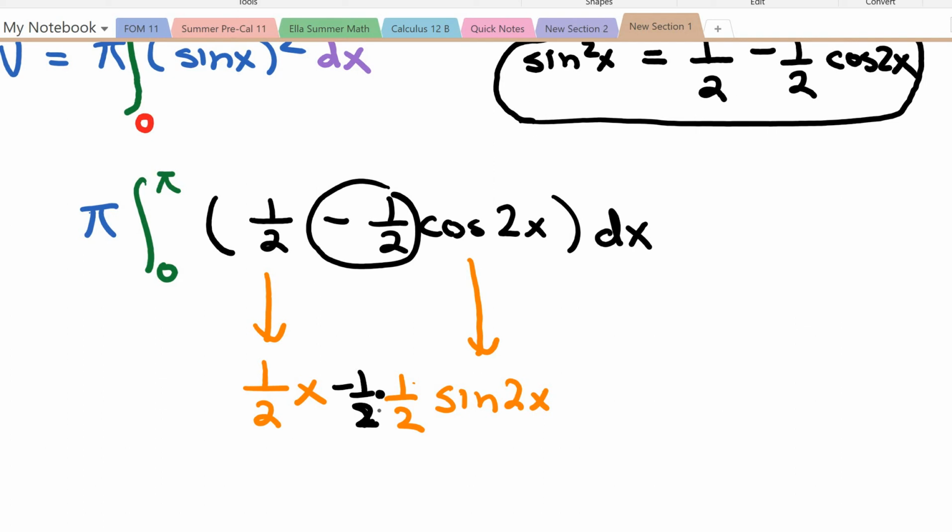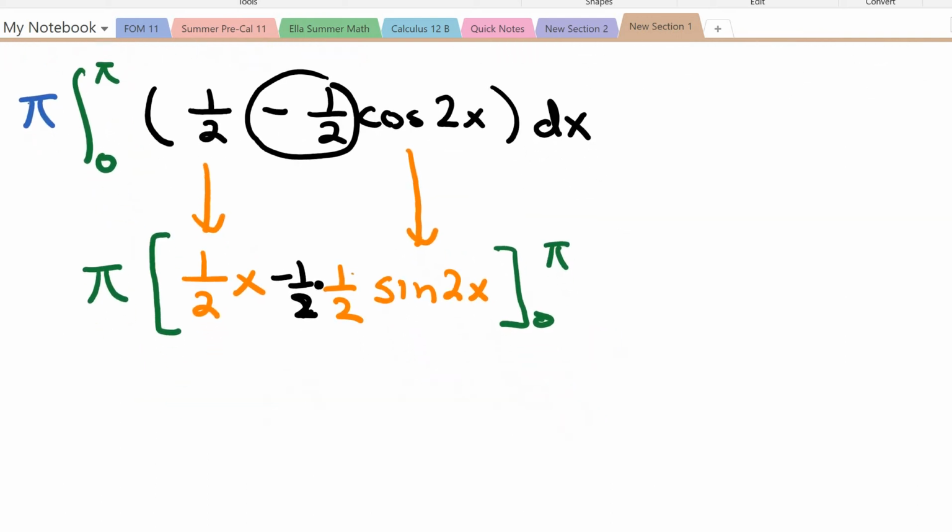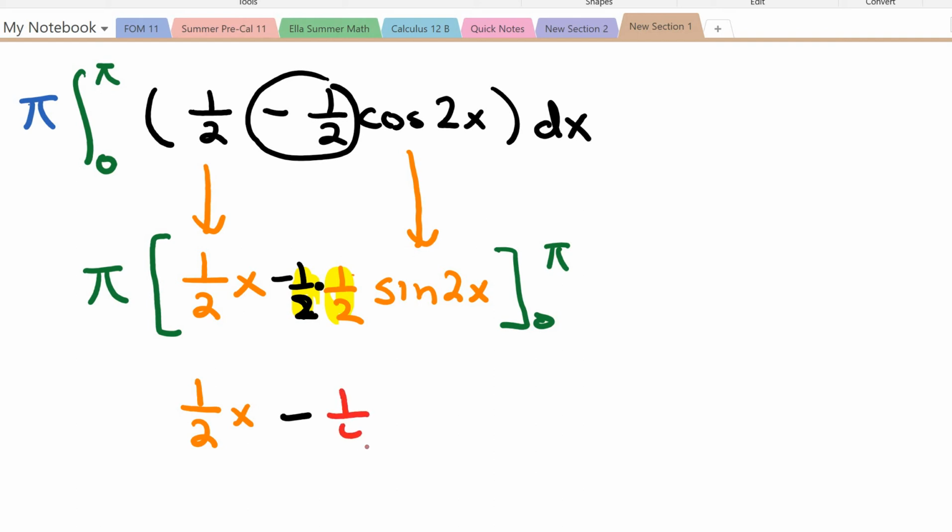So that's how you find the antiderivative there, going all the way from 0 to pi, and there's also pi in front. We may want to just clean up the inside bracket here, so 1/2 x minus, now 1/2 times 1/2 is going to be 1/4, so 1/4 times sine 2x, going all the way from 0 to pi, and then a pi in front.